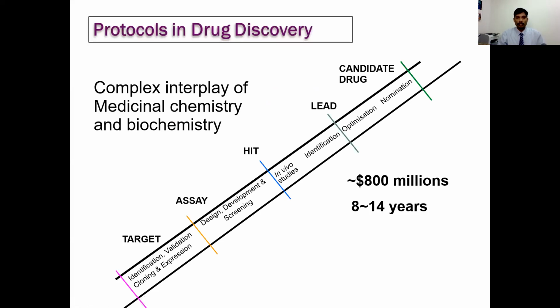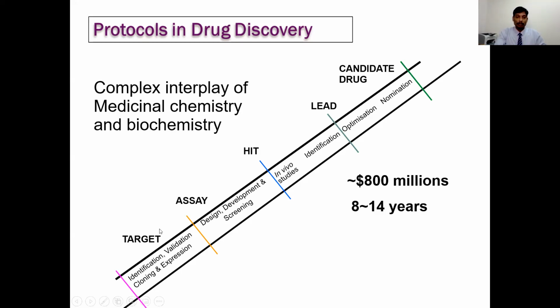So this one we have seen before, right? The protocols in drug discovery, the complex interplay of medicinal chemistry and biochemistry, and where the drug candidate needs to be. To discover a drug candidate takes a lot of steps, and requires a huge amount of investment, including time. That is approximately $800 million for a drug to be discovered, and it also takes 8 to 14 years.